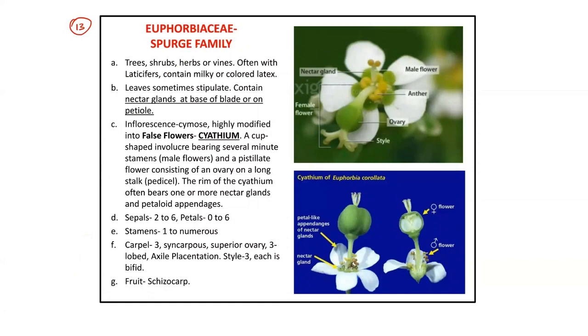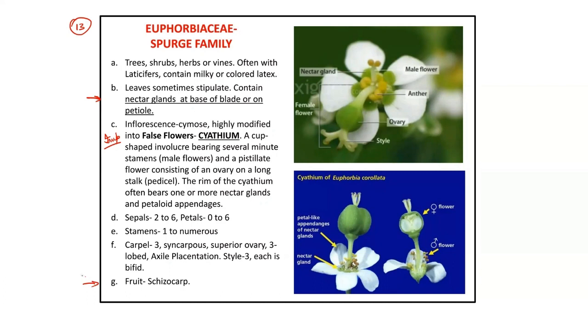Then Euphorbiaceae family, which is commonly called the spurge family. Now in this you have to see that the leaves are sometimes stipulate, and they contain nectar glands at the base of the blade or on the petiole. So the presence of nectar gland is important. Then the false flowers that are formed are called cyathium. So this is an important feature which has been highlighted in black. Then the last is the fruit is a schizocarp.